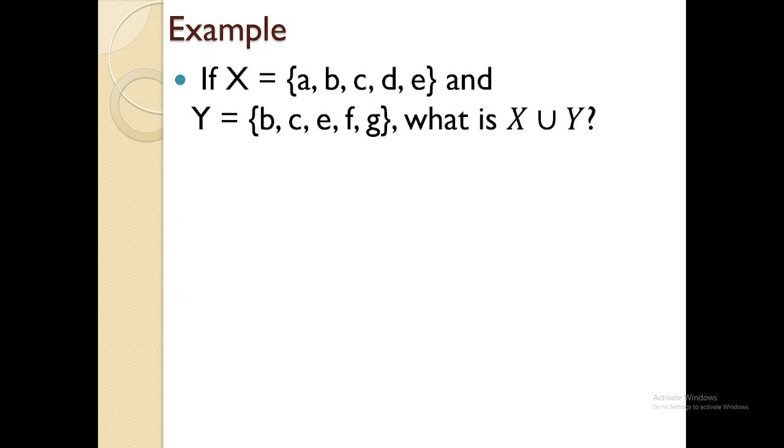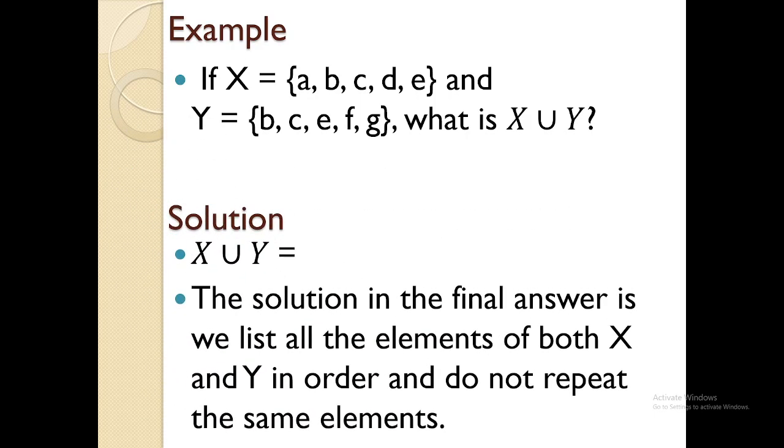Let's have another example. We have our sets X and Y. What is the union of X and Y? Go. What will be the union? A, B, C, D, A, F, G. There you go. That will be the union of X and Y.